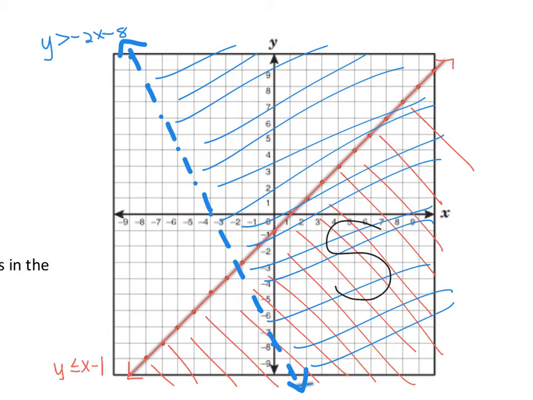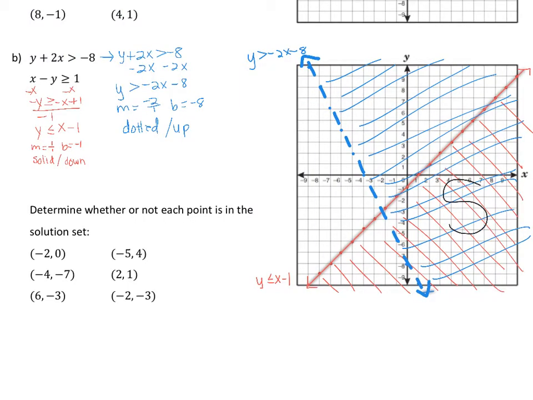So any point that's in that shaded area is part of the solution. Now, if it winds up on a solid line, it's still part of the solution. However, if a point lines up on any dotted line, it is not part of the solution because the line, if it's dotted, does not include it. So now we need to determine whether or not each point is in the solution set. So negative 2, 0. Negative 2, 0 is here. It's not in the solution set. Negative 4, negative 7. Also not in the solution set.